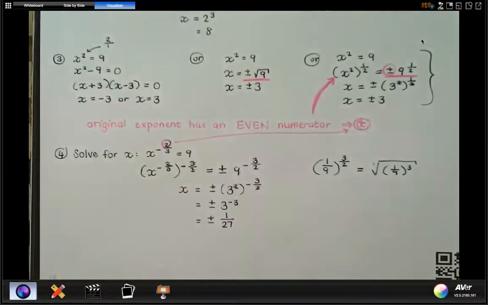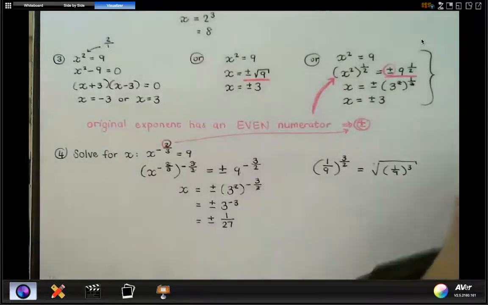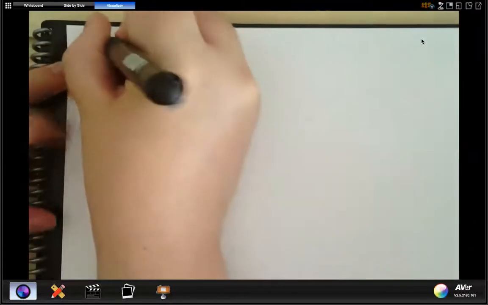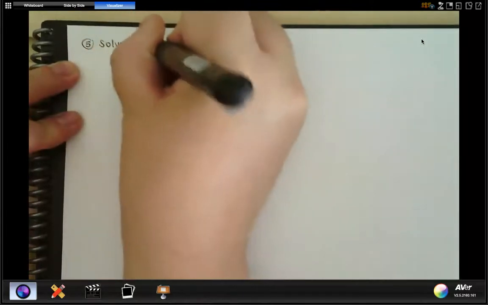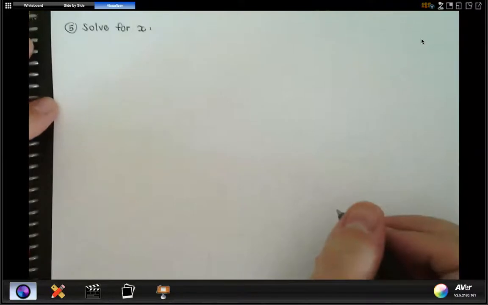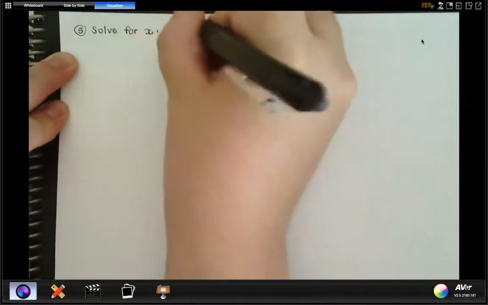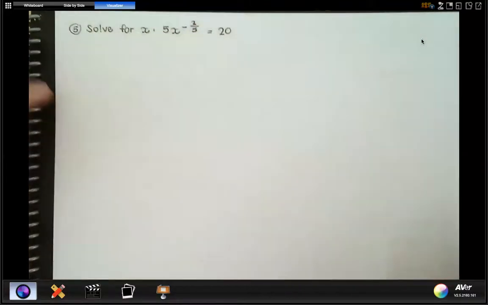Okay, I'm just going to do one last example quickly, number 5, and then this lesson is done. So number 5. Again, solve for x. We are doing 5x to the negative 2 over 5 is equal to 20.